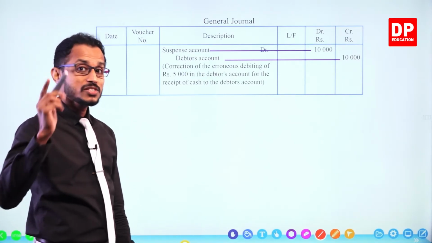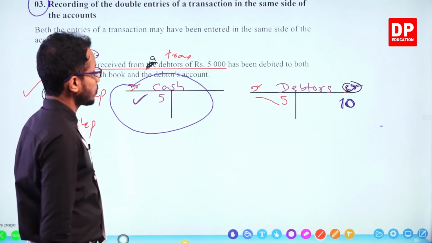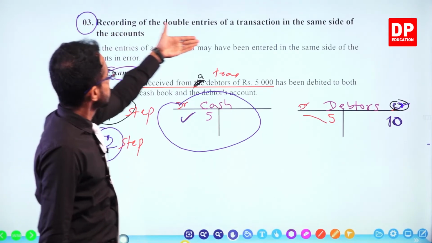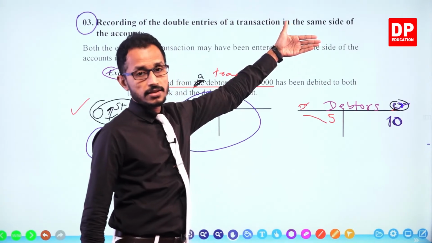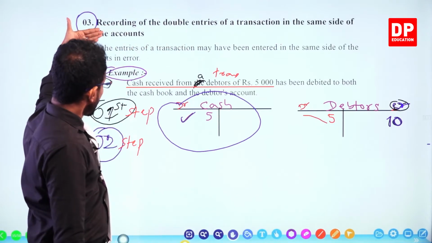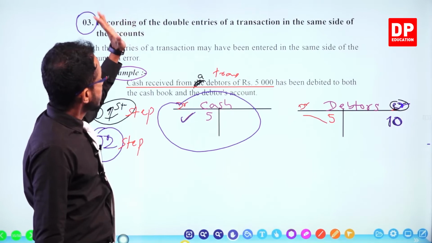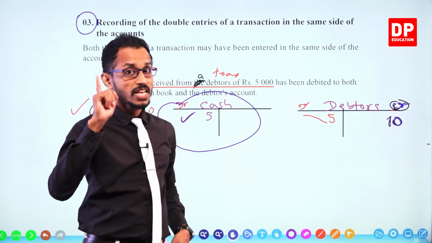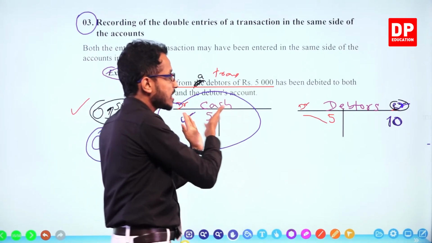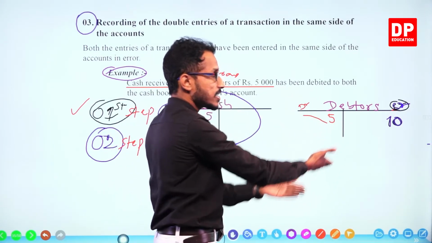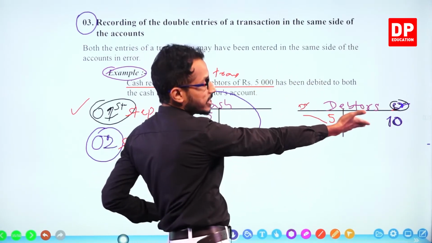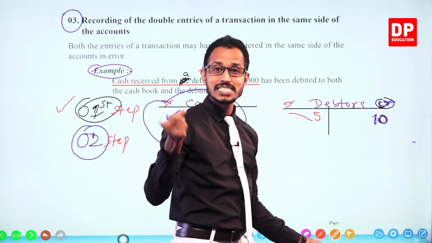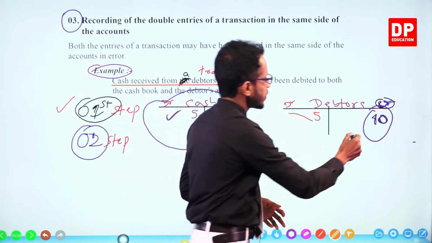So children, remember this point. Important point: when you correct an error like this one, if the error is recording the double entry of a transaction in the same side of both accounts, remember, children, if the transaction is entered in the debit side of the cash and the debit side of the debtors account, because the debtors account should be credited, it should be credited with double that value. Double the value, okay?